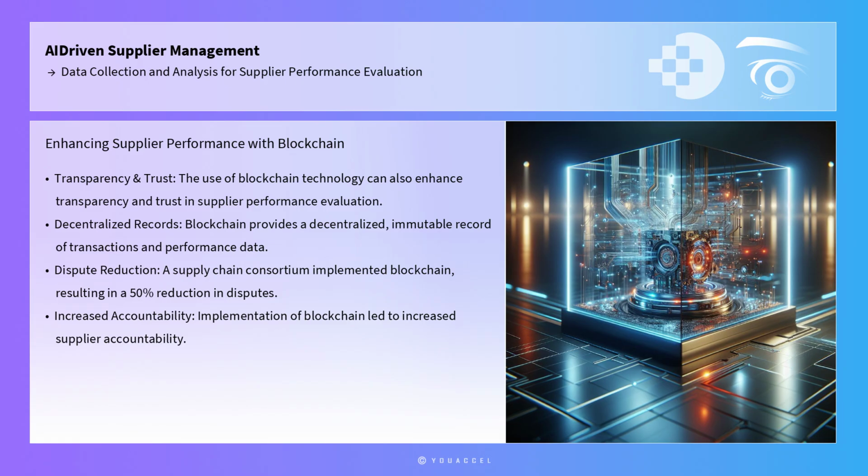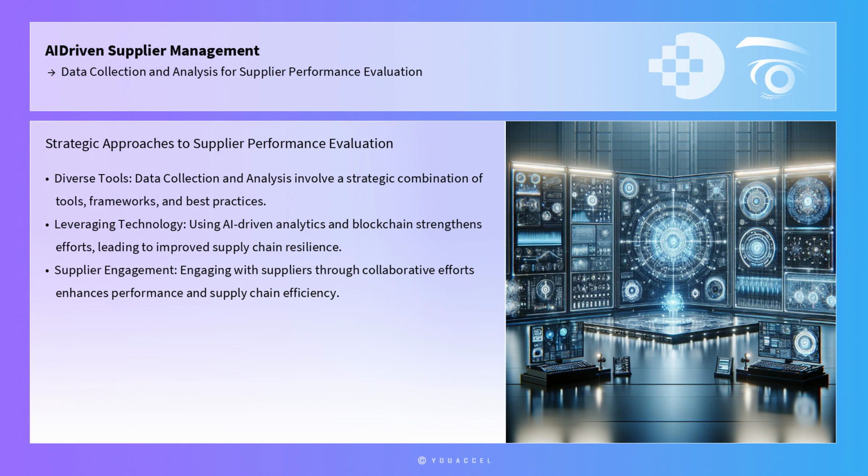The use of blockchain technology can also enhance transparency and trust in supplier performance evaluation. Blockchain provides a decentralized, immutable record of transactions and performance data, reducing disputes and improving data integrity. A supply chain consortium implemented blockchain to track supplier performance metrics, resulting in a 50% reduction in disputes and increased supplier accountability.